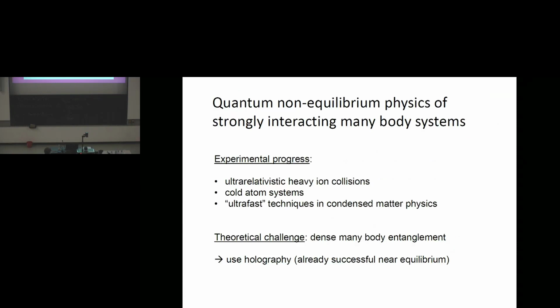So the context of this work is the quantum non-equilibrium physics of strongly interacting many-body systems. A lot of the progress in this area has been driven by experiments in the context of ultra-relativistic heavy ion collisions, of cold atom systems, and of ultra-fast techniques in condensed matter physics. And it's the latter that will be relevant for this talk. On the theoretical side, a challenge is the strong entanglement in these many-body systems. The fact that these systems are strongly coupled is a motivation to use holography, and holography has already been quite successful in situations near equilibrium.